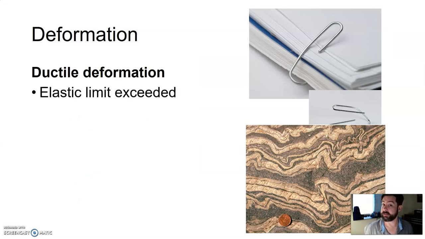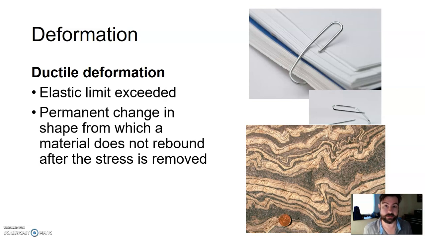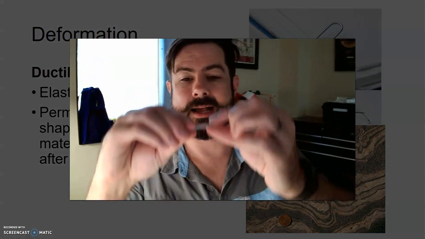That's where the elastic limit is exceeded, so a little too much stress causing a little too much strain, which results in a permanent change in shape from which the material does not rebound after the stress is removed. Again, going back to the paperclip as an example.